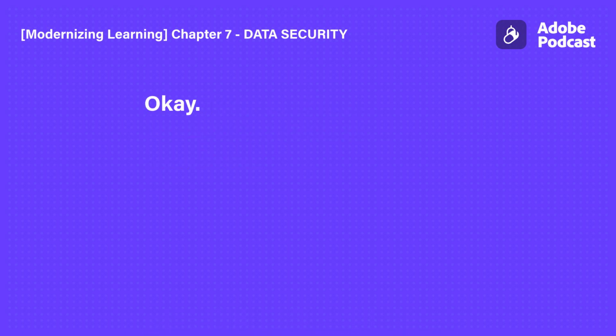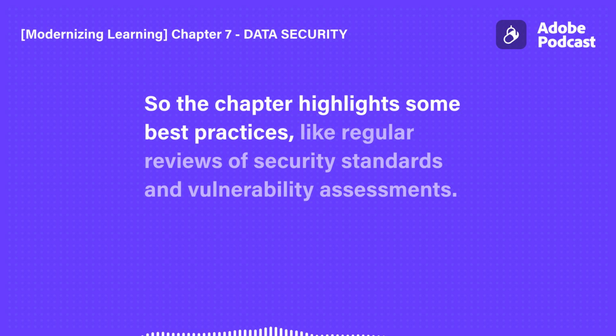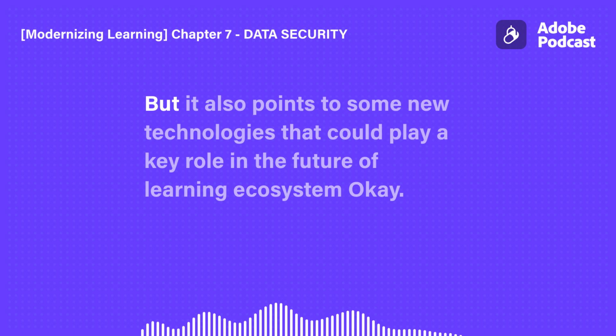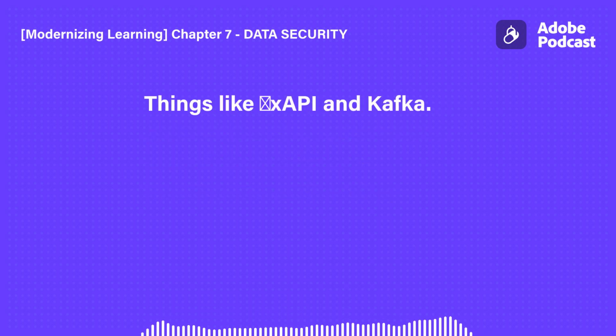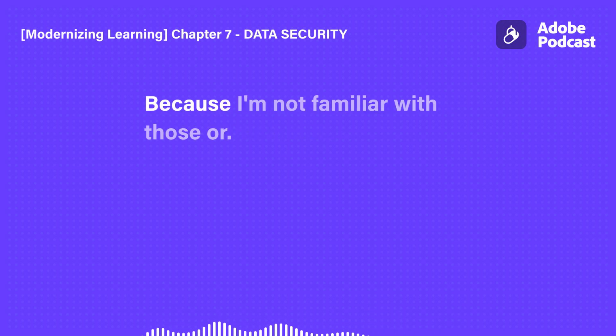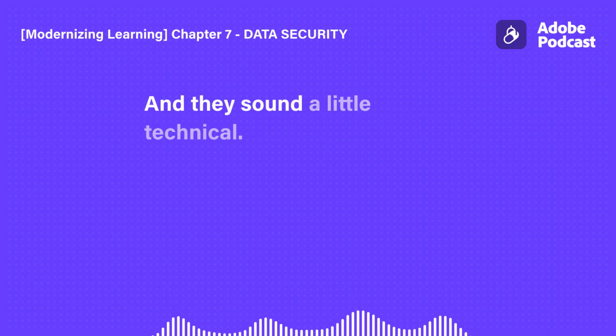Exactly. So the chapter highlights some best practices, like regular reviews of security standards and vulnerability assessments. But it also points to some new technologies that could play a key role in the future of learning ecosystems. Things like XAPI and Kafka. All right, you're going to have to break those down for me because I'm not familiar with those. Sure. And they sound a little technical.